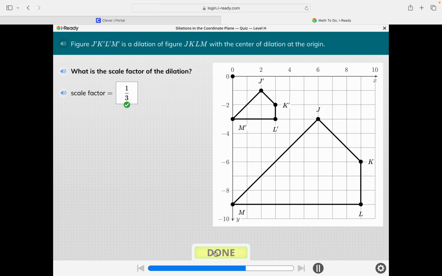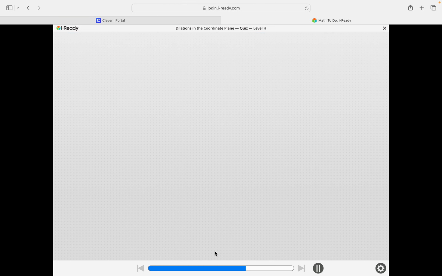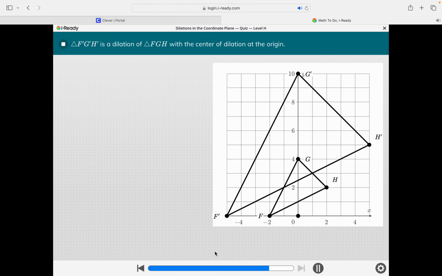Done. We have one more problem left. I think it's done. Maybe it's done. I think one more problem. Triangle F prime, G prime, H prime is a dilation of triangle FGH with the center of dilation at the origin. What is the scale factor of the dilation?